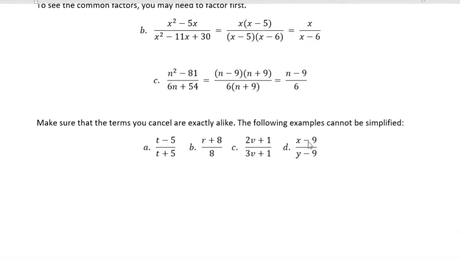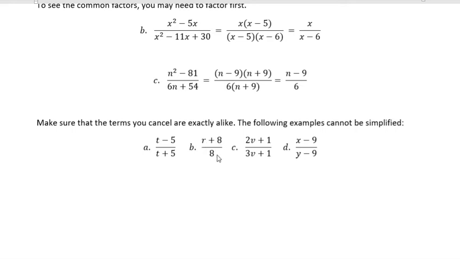Make sure the terms you cancel are exactly alike. The following examples cannot be simplified. These are mistakes that I see people making. They see something like this and they cancel. One of them is minus 5 and one of them is plus 5. Let's say that t turned out to be 12. 12 minus 5 is 7 and 12 plus 5 is 17. 7 over 17 is not it's simplified. There's nothing you can cancel there.